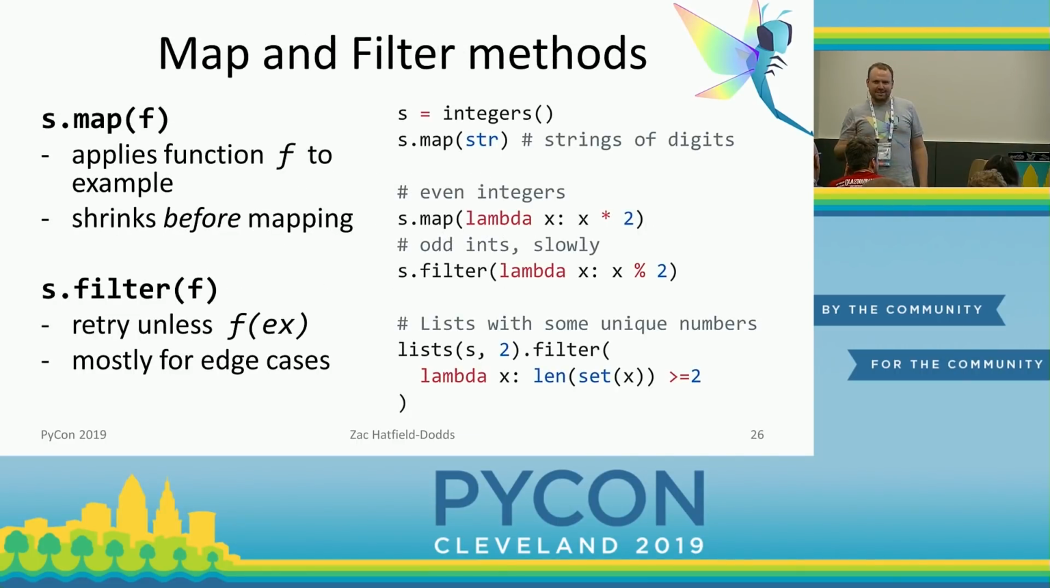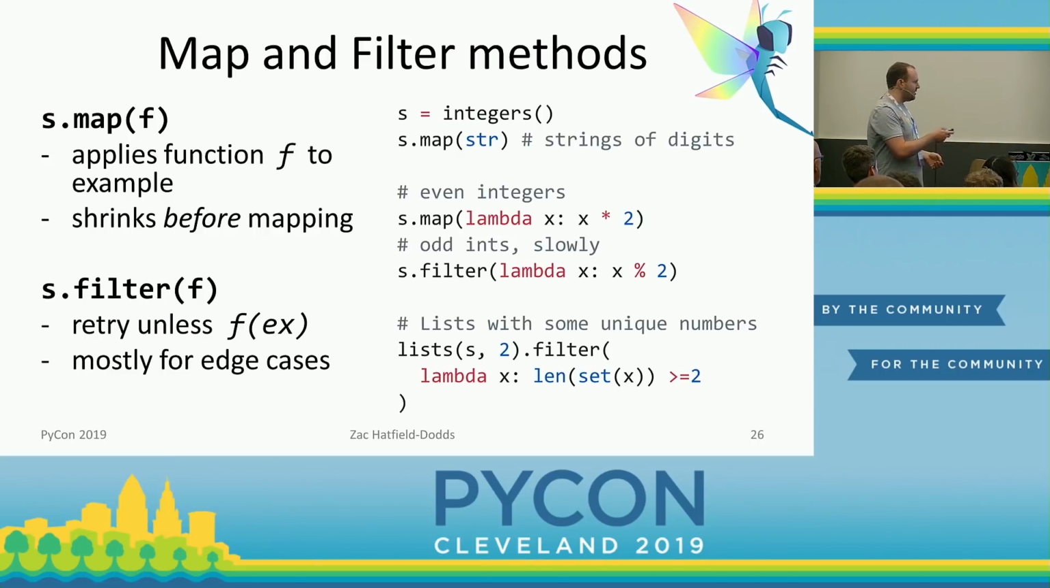Where this starts to get interesting, which I didn't have you doing in the first introductory exercise, is where you actually want to change the examples that this strategy will generate. And you've got two basic ways to do that. The first is the map method. So you pass a function to map, maybe that's like lambda x, x times 2. So this will actually generate even numbers by generating any number and then doubling it. And hopefully it's clear to you that this will generate always even numbers.